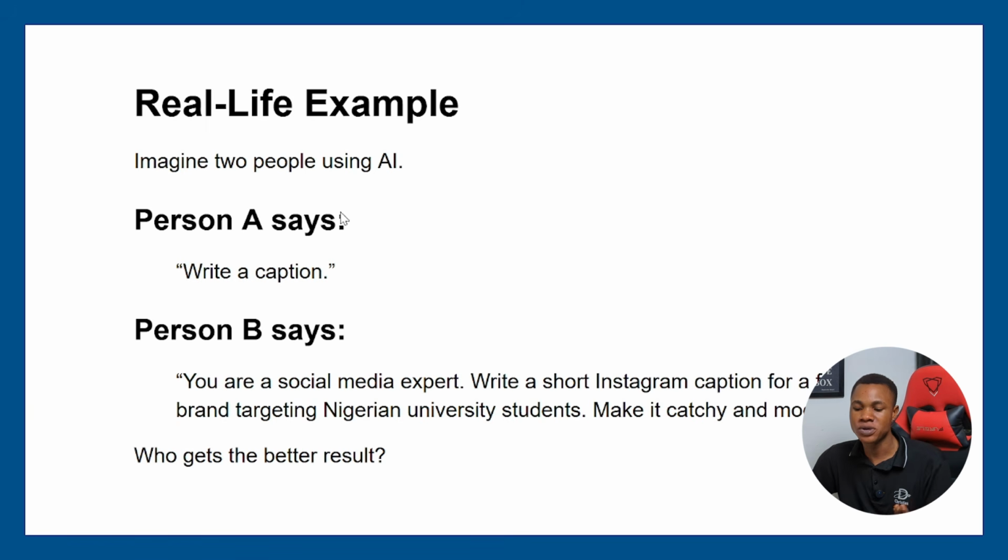Now imagine two people using AI. Let's say person A says, "Write a caption." The AI does not understand which caption they are writing for. Person B says, "You are a social media expert. Write a short Instagram caption." You can't compare the result of person A with person B. Why? Because this one is more broad and that one is more specific. So person B gets the best result, because the prompt is better for person B than person A. I'll teach you some of the ingredients of a good prompt.